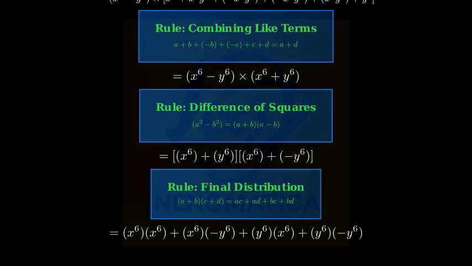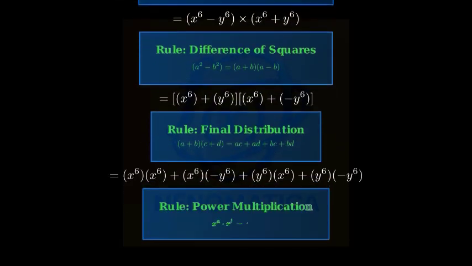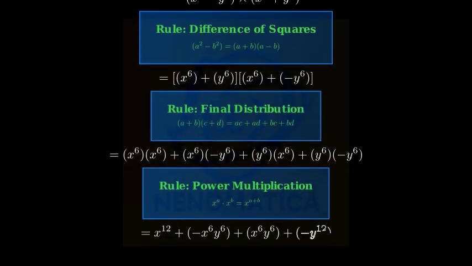Performing the final multiplications, x to the sixth times x to the sixth gives us x to the 12th. X to the sixth times negative y to the sixth gives us negative x to the sixth y to the sixth. Y to the sixth times x to the sixth gives us x to the sixth y to the sixth. Y to the sixth times negative y to the sixth gives us negative y to the 12th.